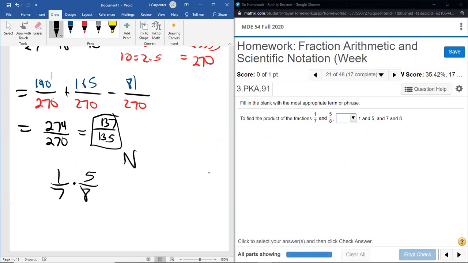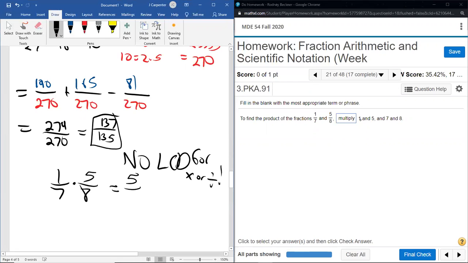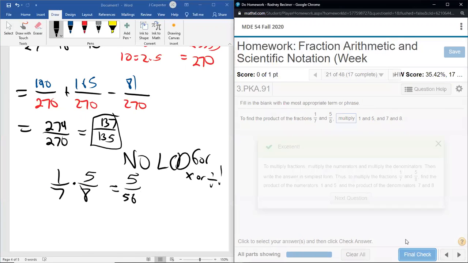So as a reminder, there is no LCD for multiplication or division. You just go straight across for multiplication. For division, you flip the thing after division and change it to multiplication. And again, you go straight across. It's not just the bottoms, it's not just the tops, it's both. You are multiplying the 1 and the 5, which would give us 5, and then you'd multiply the 7 and the 8, which would give us 56. They didn't ask for the answer, but there it is.